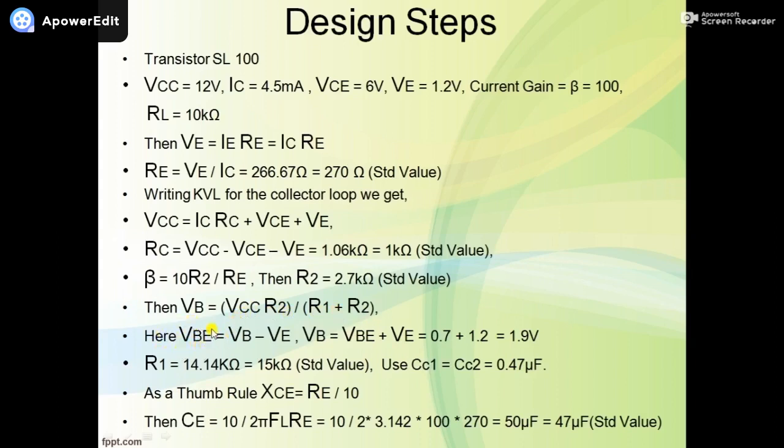And one more equation, VBE. It is the cut-in voltage of the EB junction. VBE is equal to VB minus VE, and from this equation our aim is to get the VB voltage. Here VBE is equal to 0.7 for a silicon transistor or silicon base emitter junction. So finally VB is equal to VBE plus VE, 0.7 plus 1.2 is equal to 1.9 volt. We are getting VB is equal to 1.9 volt.